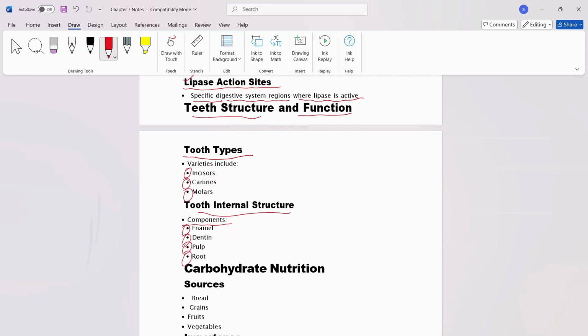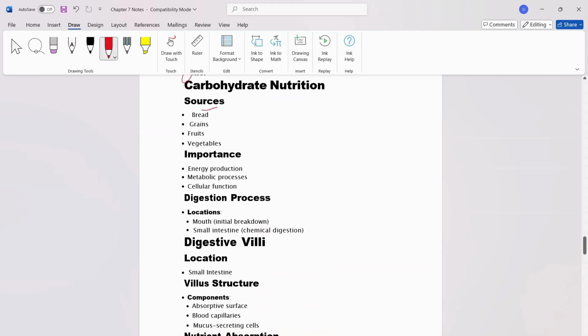And let's talk about carbohydrate nutrition. The sources are bread, grains, fruits and vegetables. The importance here is they produce energy, support metabolic processes, and help in cellular function. Now digestive process, location: mouth, initial breakdown; small intestine, chemical digestion.